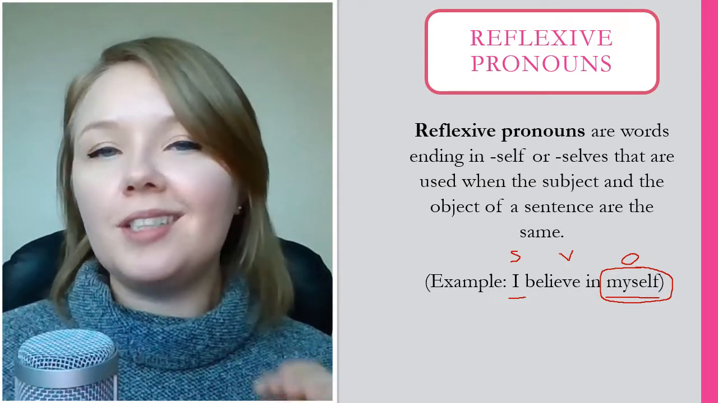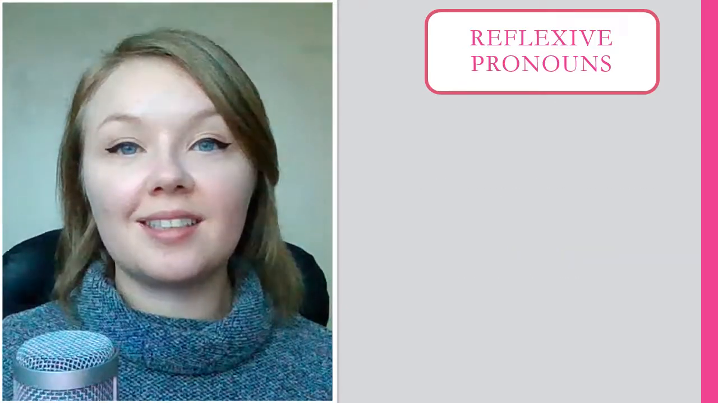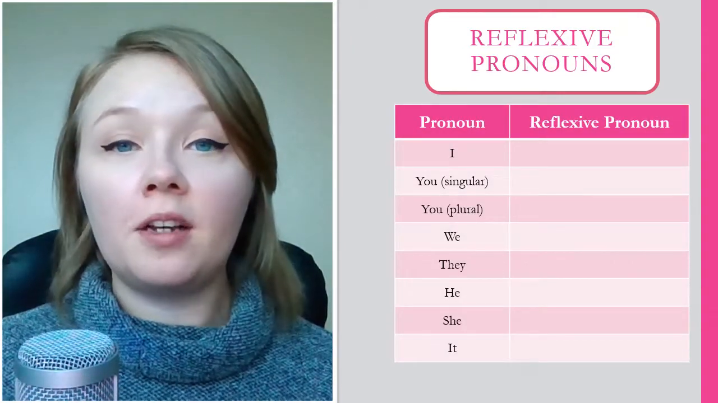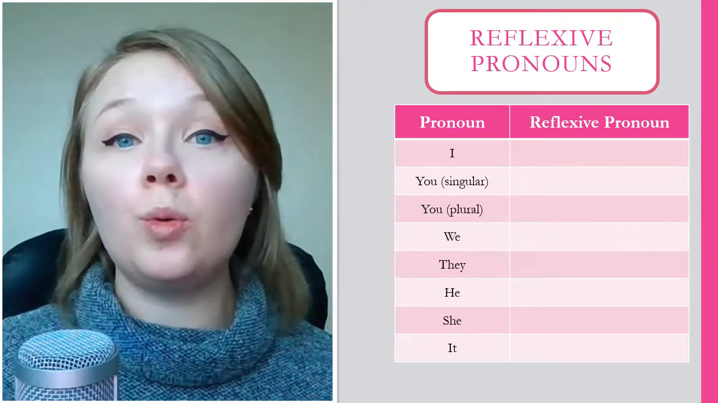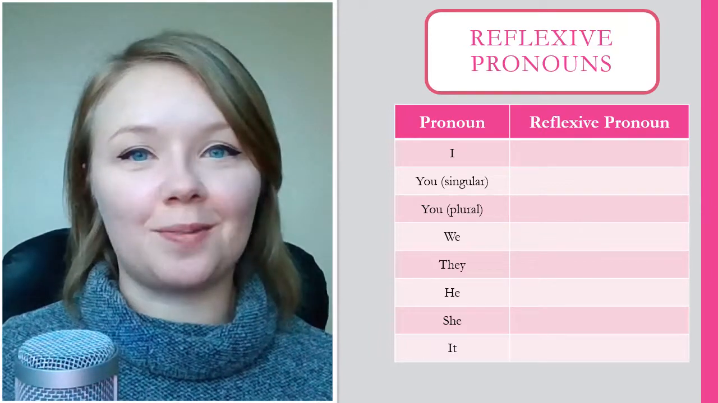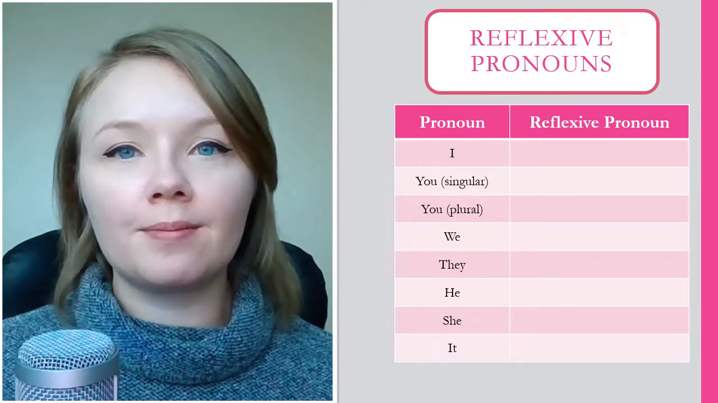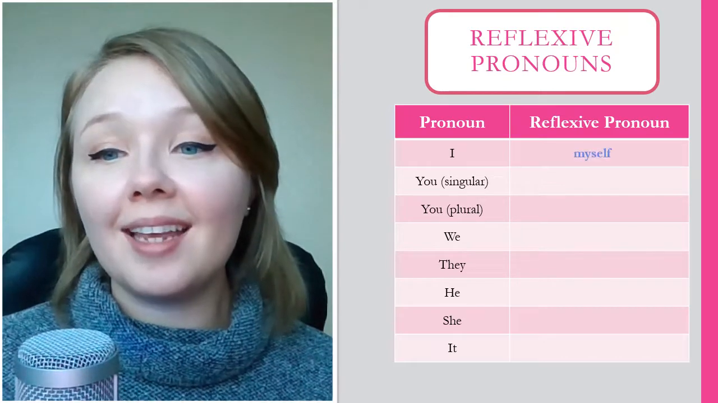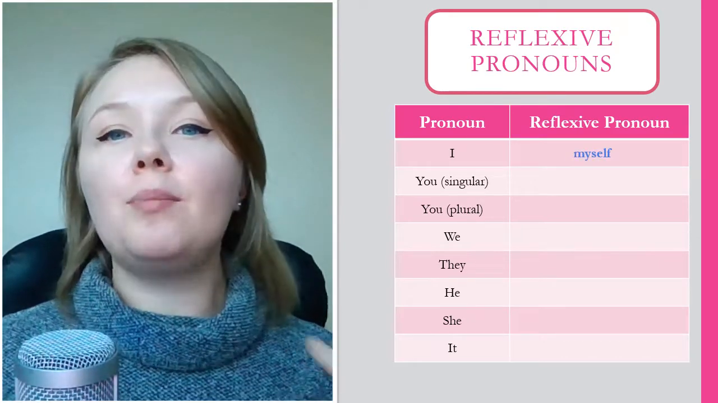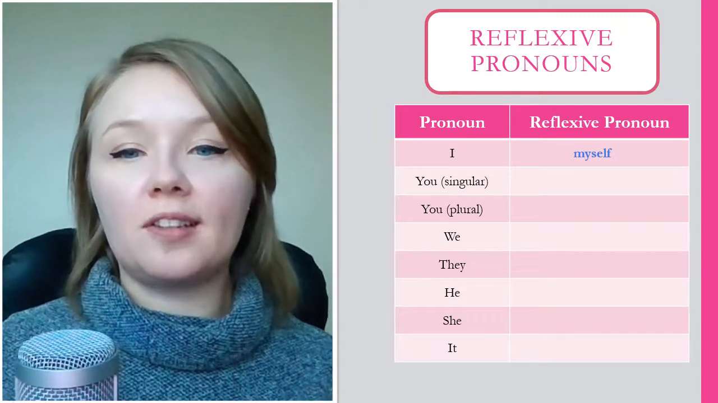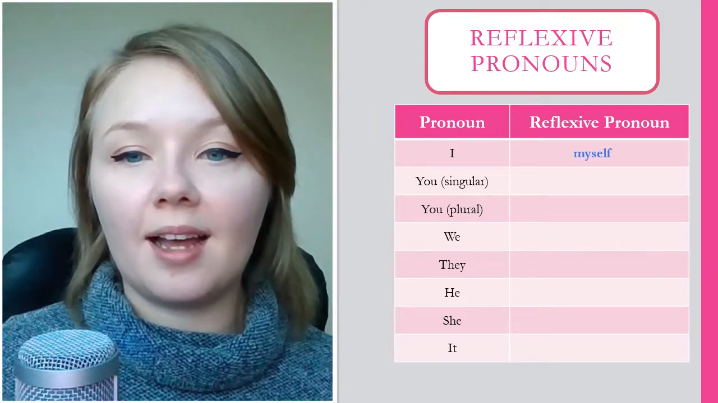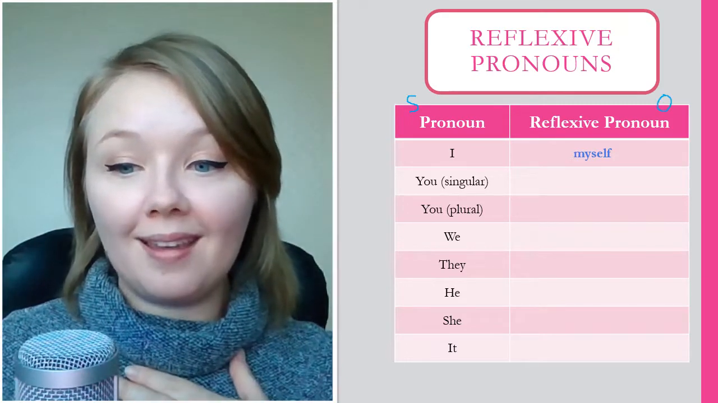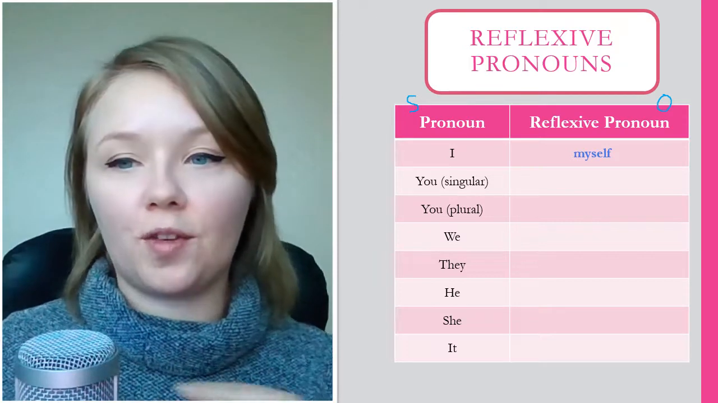Let's learn the different reflexive pronouns in English. Today, we're going to look at 8 reflexive pronouns. For the subjects, I, you, we, they, he, she, and it. So let's take a look and see what they are. Like we saw in our example, the reflexive pronoun for I is myself. I believe in myself. Here, the subject, the pronoun, I, is the same as the object. I'm talking about me, so I believe in myself.